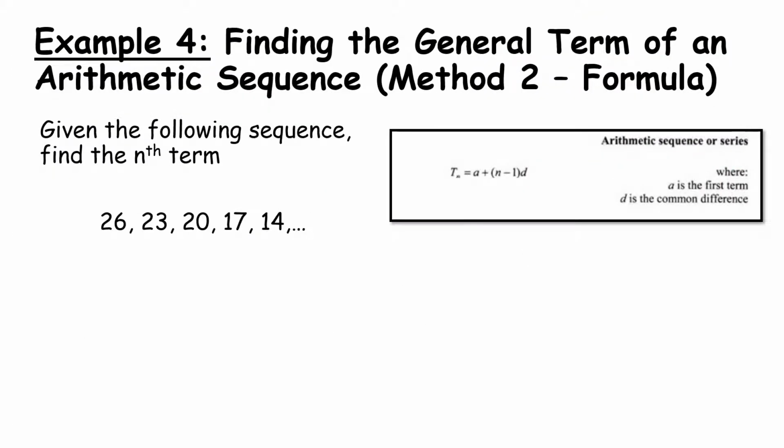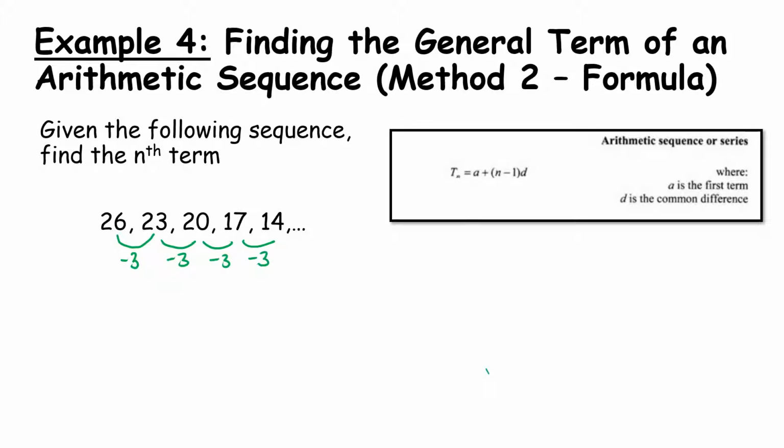So let's do another example. I've taken the exact same sequence as before, 26, 23, 20, 17 and 14, because I want you to make a real judgment on which method you prefer. And we're going to use the formula which I have here. So again, the first thing I'm going to do is figure out that my first common difference is minus 3.